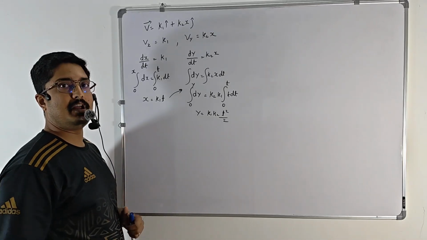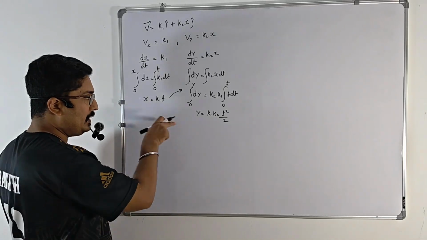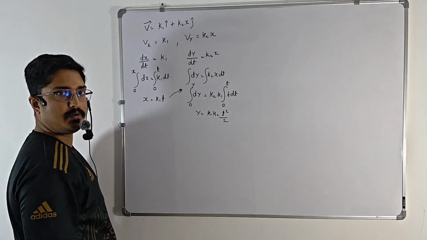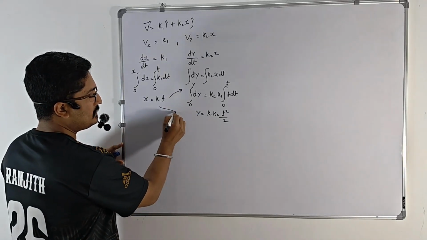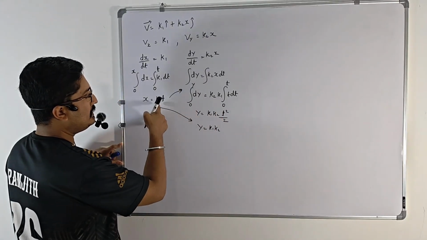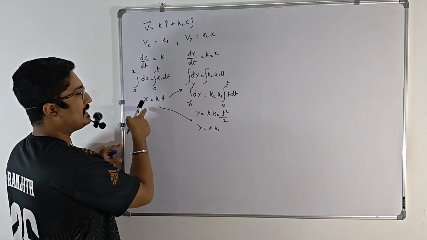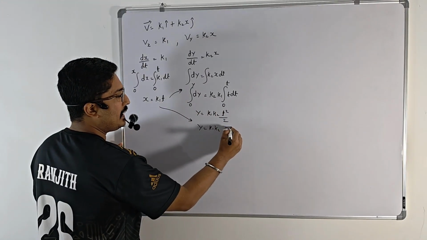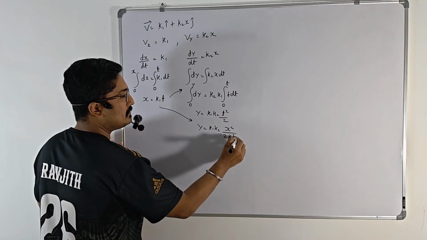I want the relationship of y with respect to x. For that I can again use the same equation and resubstitute for the time. So now if I substitute that, I'll be getting y is equal to k1 k2, and instead of t I can substitute x by k1, so I'll be getting x square by 2 k1 square.